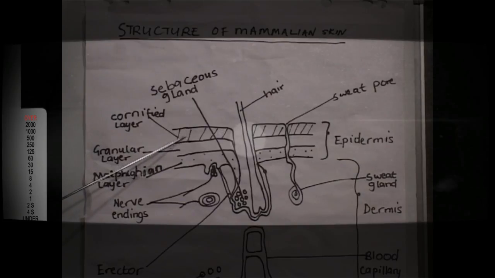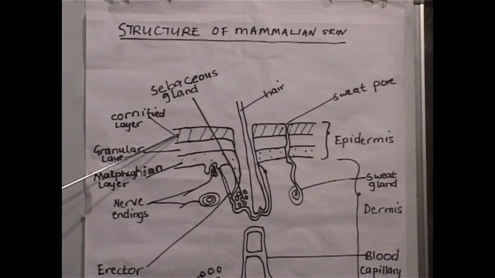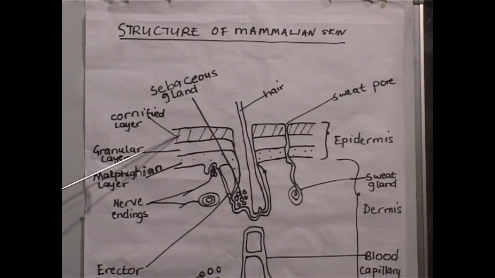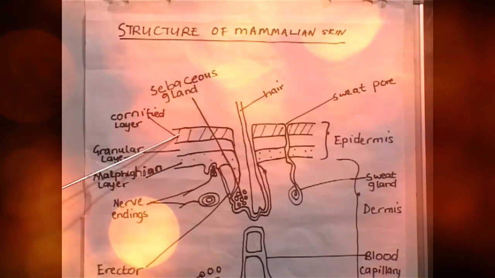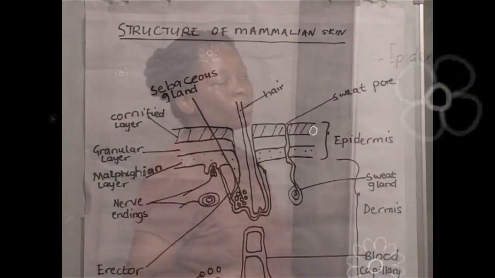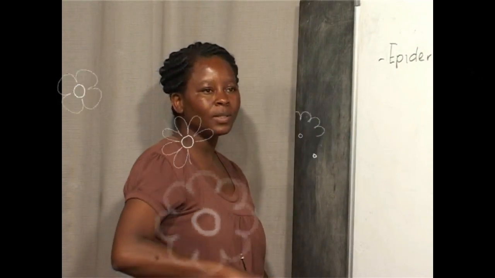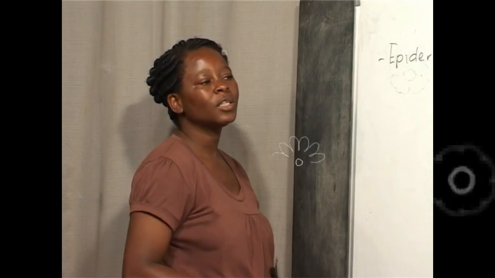Now in the cornified layer, these cells that are made from the malpighian layer will no longer be living, they will be dead. So when you look at your skin, the outer part is made up of the cornified layer. So this layer is important because it prevents loss of water from your body. It prevents dehydration.